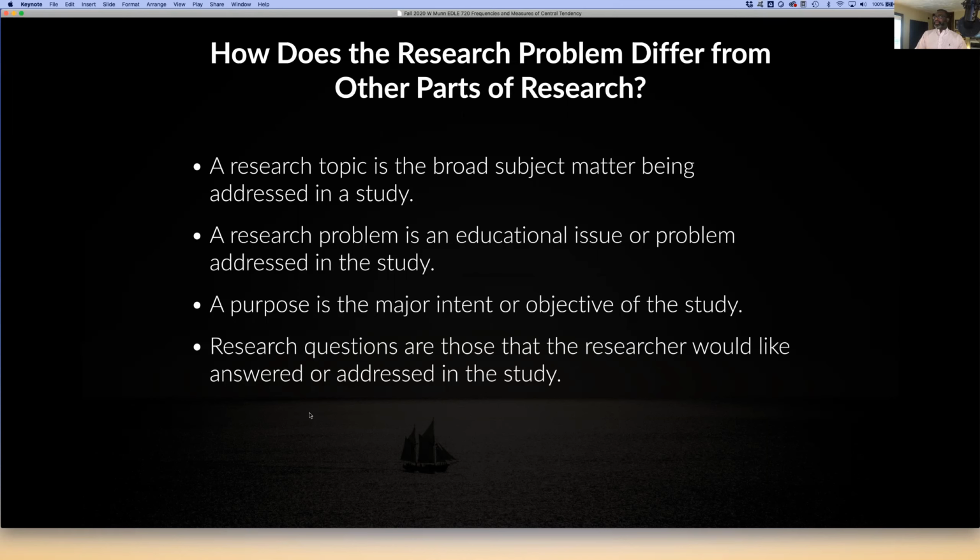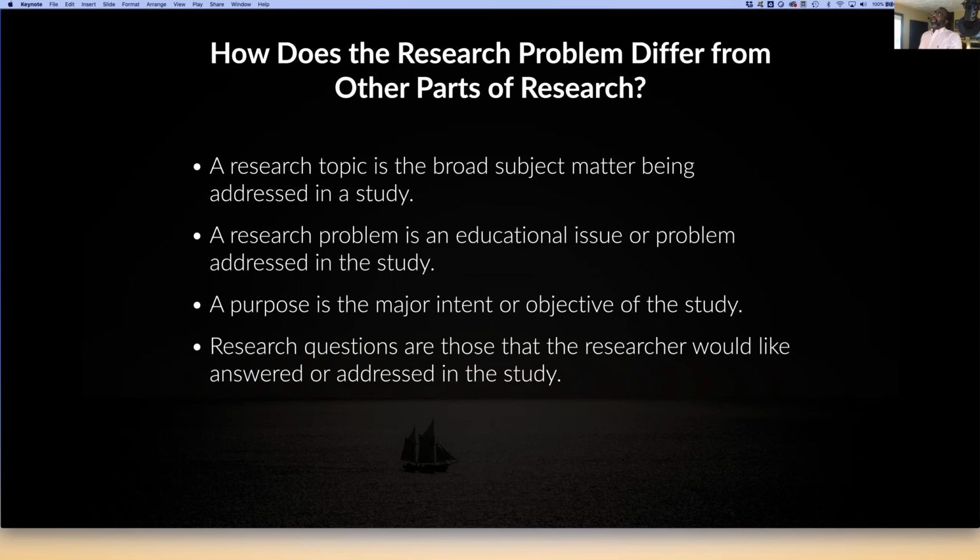around internet access. Does internet access have an impact on final projects in Northampton County? But my intent, or purpose, is to convince the state legislature to invest more money in broadband infrastructure statewide. So that's the difference between intent and the problem. Research questions are those that the researcher would like answered or addressed in this study.